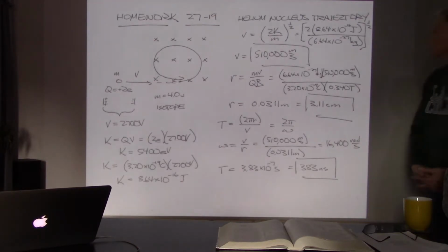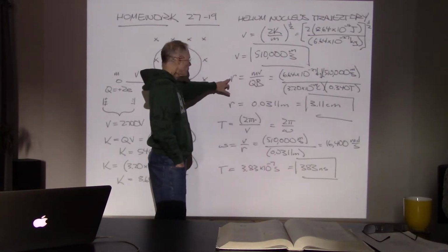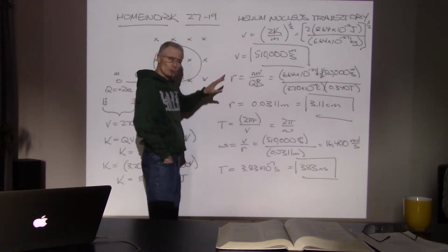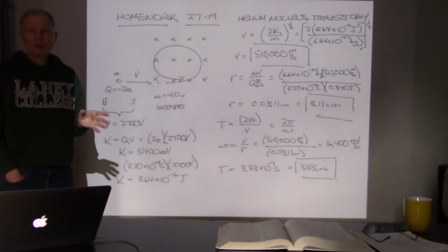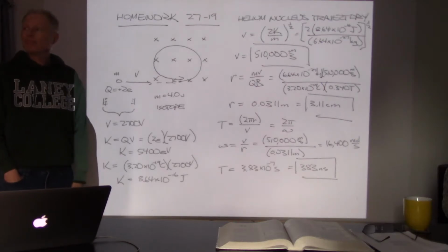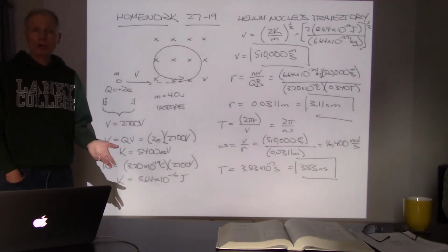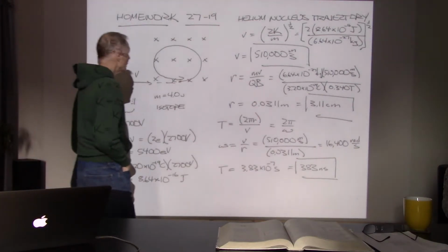That's the speed that these things are traveling. Now, we've derived this formula enough times. You should be able to derive it. I should say that too. So if you had an exam and it said, derive the formula for the radius of a charged particle in a uniform magnetic field, yes, you should be able to derive that.